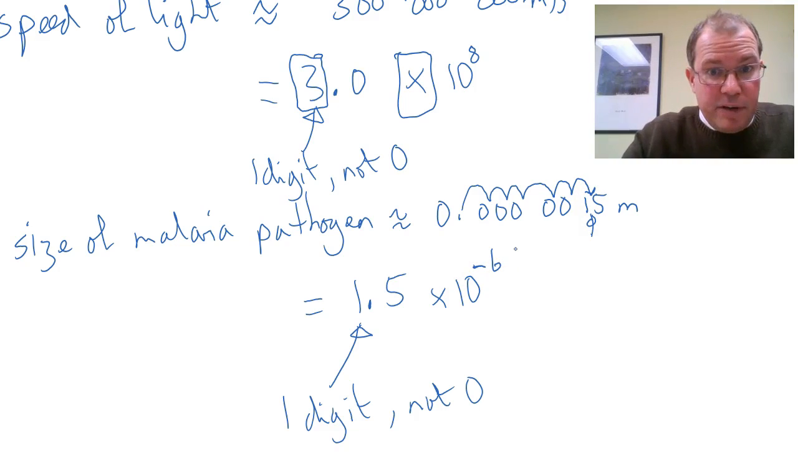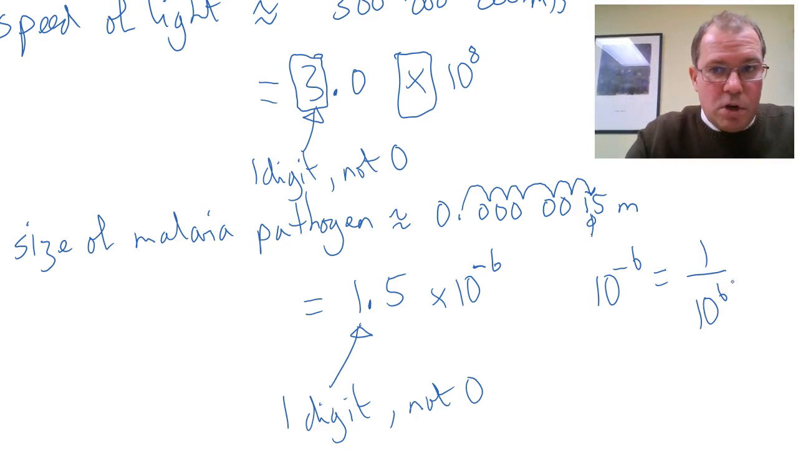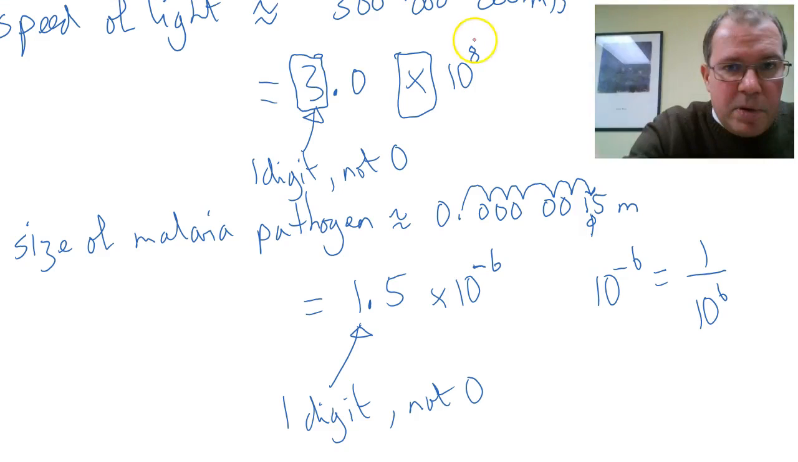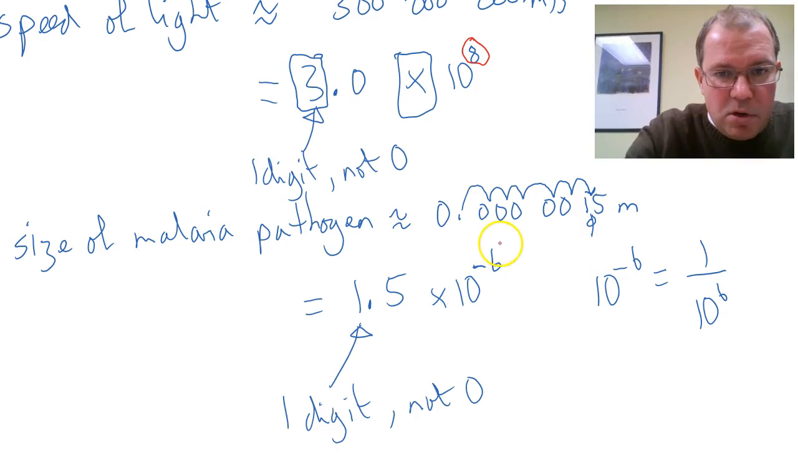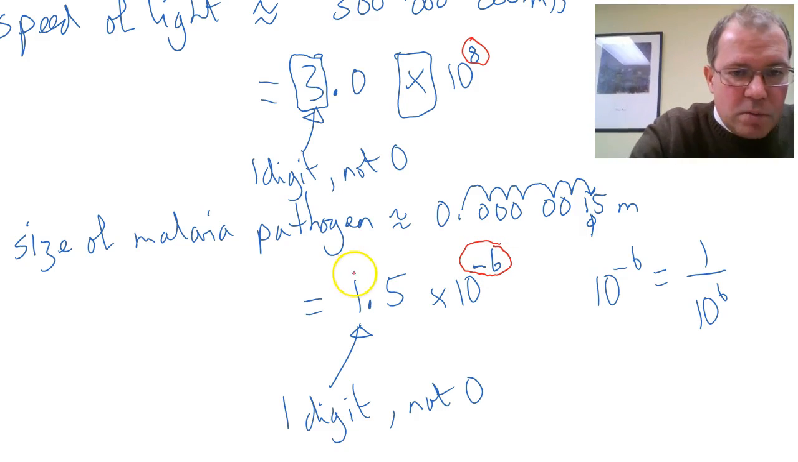So if you want a little refresher on why 10 to the minus 6 is the same as 1 over 10 to the 6, so it's the same as dividing by 10 6 times, you can watch my previous video on negative powers. So that's how you deal with really small numbers close to 0 in scientific notation. Remember, for really large numbers the power will be a positive number, and for really small numbers close to 0 it will be a negative number. Remember, there's always got to be one digit, not 0, left of the decimal point.